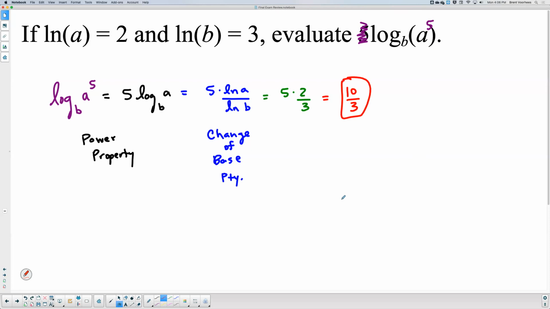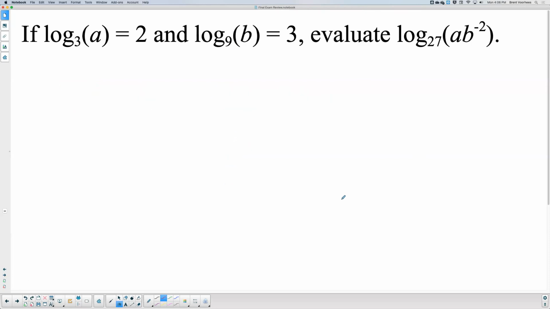So let's let you see another one of those. Okay, what if log base 3 of A is 2, log base 9 of B is 3? Evaluate log 27 of A times B to the -2 power. Okay, well, first I'm going to write this out. What properties can I do? I can see I need to change the base at some point in time. But before I do that, I'm going to look at my powers. Well, and my product in here.